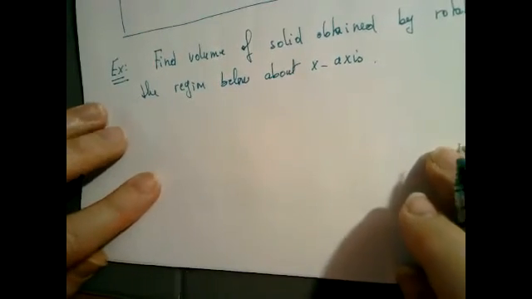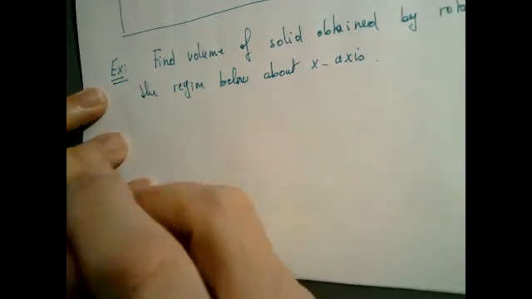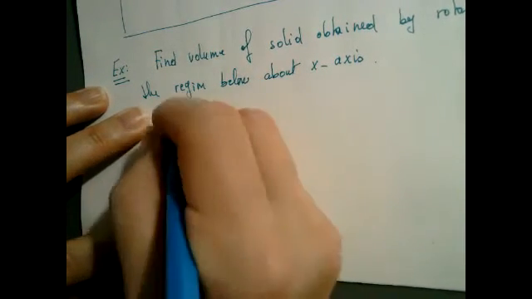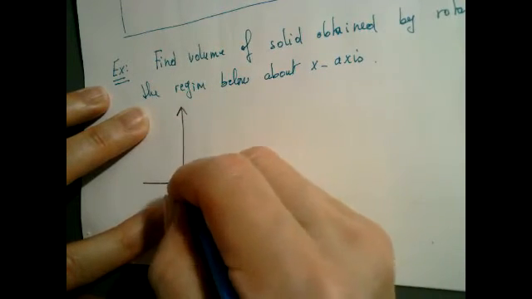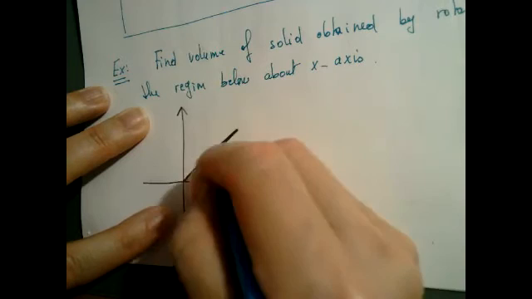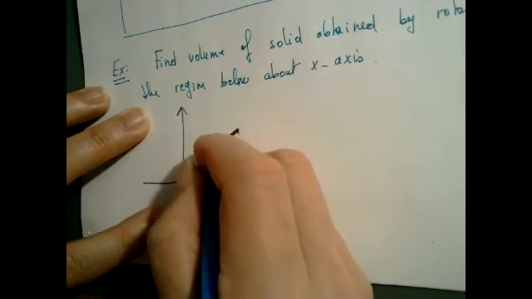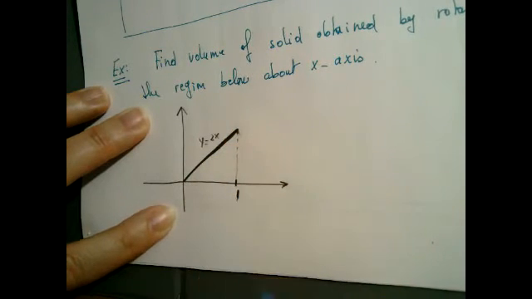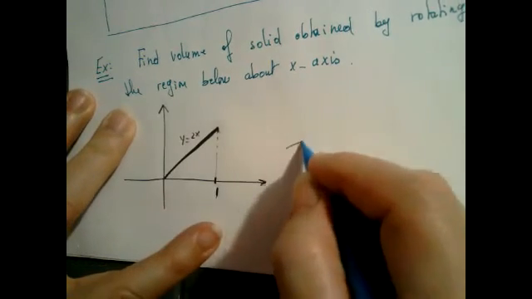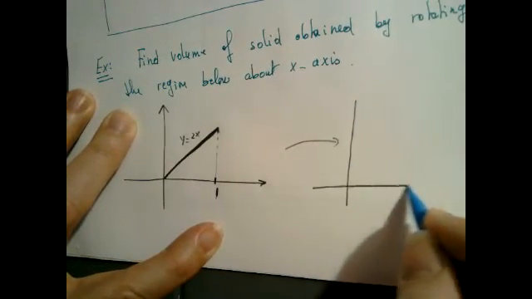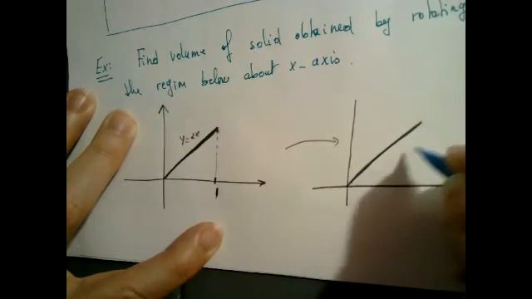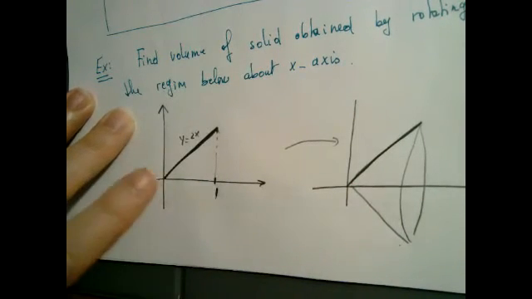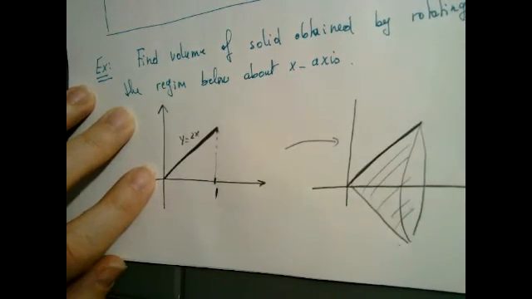I'm going to draw the region, rotate it, and find its volume. I want a cone. Why not? To get a cone, I have to rotate a triangle. So suppose this is my region. This is y equal to x, and this is 1. That's the region I'm going to rotate. We're going to get a cone. My goal is the volume of this cone.